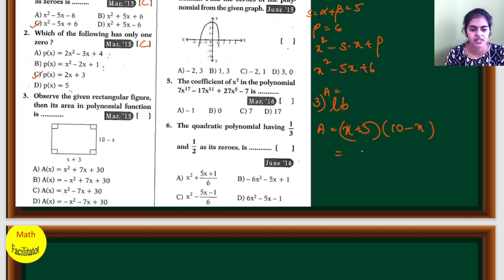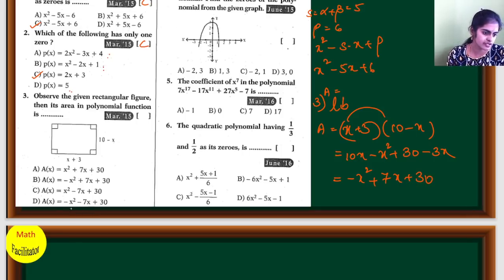So just write. You get x into 10 is 10x, minus x into x is x square, plus 3 into 10 is 30, and minus 3x you have. So finally you have minus x square plus 7x plus 30. So where is the correct option? Minus x square plus 7x plus 30. Option D is correct.